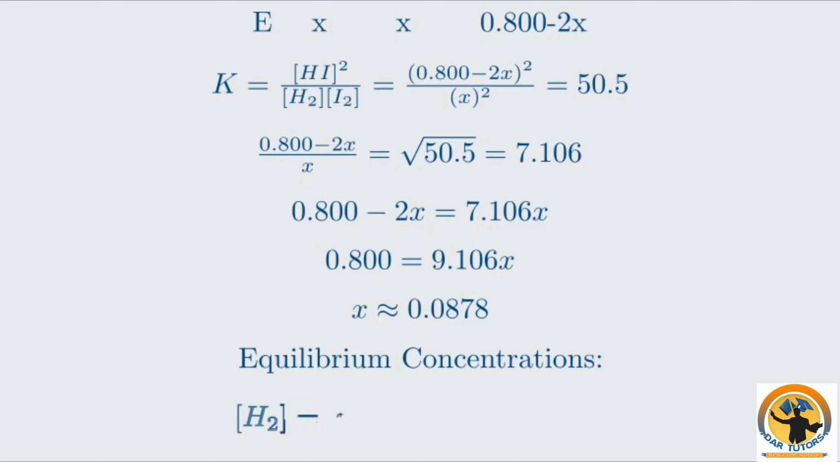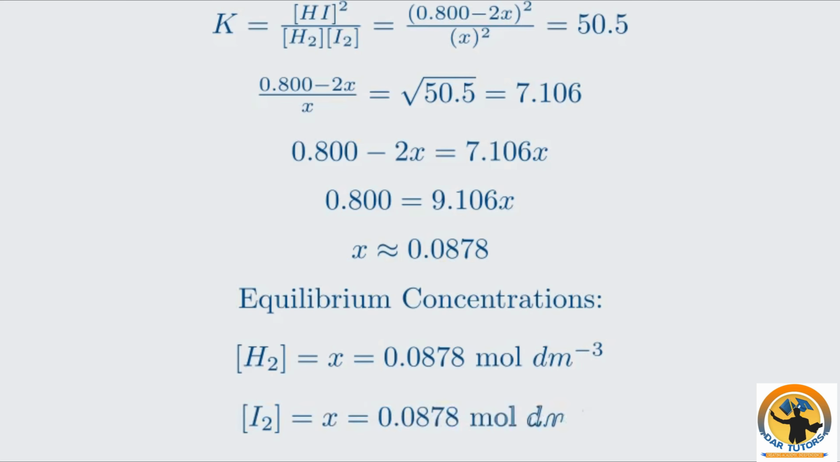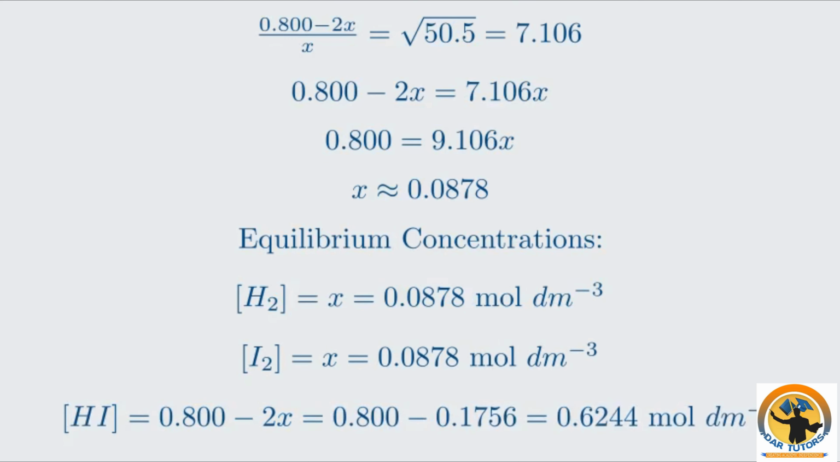Plugging this back into our ICE table expressions, we find the equilibrium concentrations of H2 and I2 are both 0.0878 mol dm^-3. The equilibrium concentration of HI is 0.6244 mol dm^-3. Notice that despite starting with only HI, and in the previous problem only H2 and I2, the final equilibrium state is the same. The equilibrium composition is independent of the path taken, provided other conditions like temperature are constant. This is a fundamental property of equilibrium.